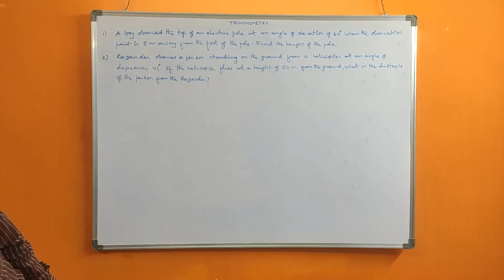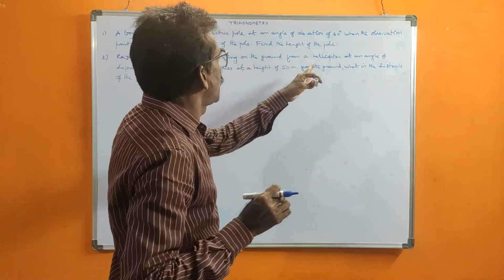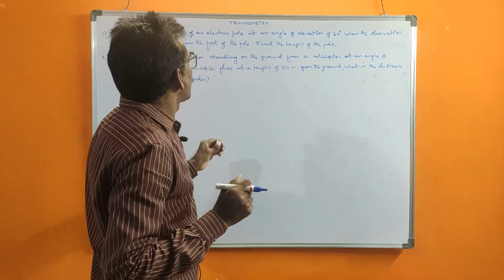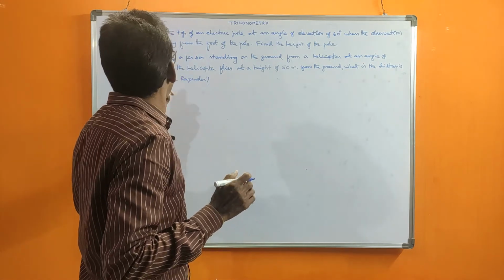You see the second sum. Rajendra observes a person standing on the ground from a helicopter at an angle of depression of 45 degrees. If the helicopter flies at a height of 50 meters from the ground, what is the distance of the person from Rajendra?